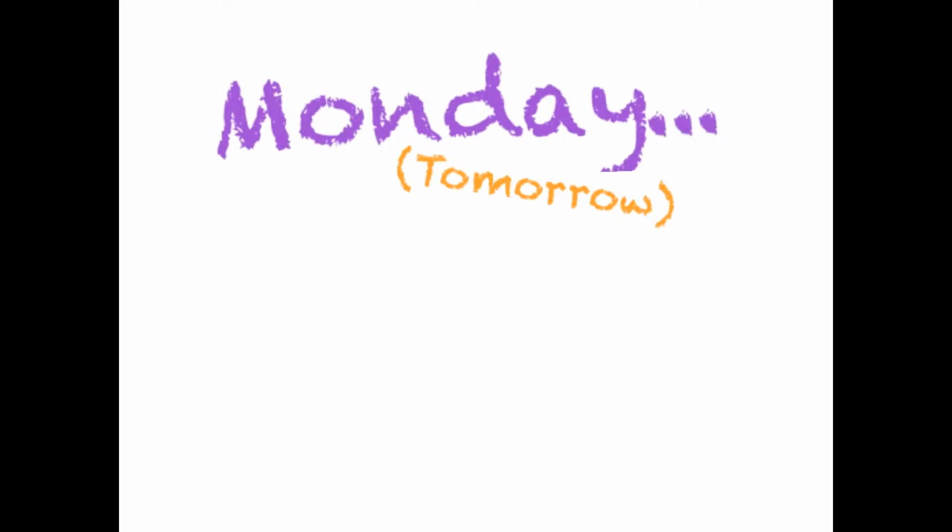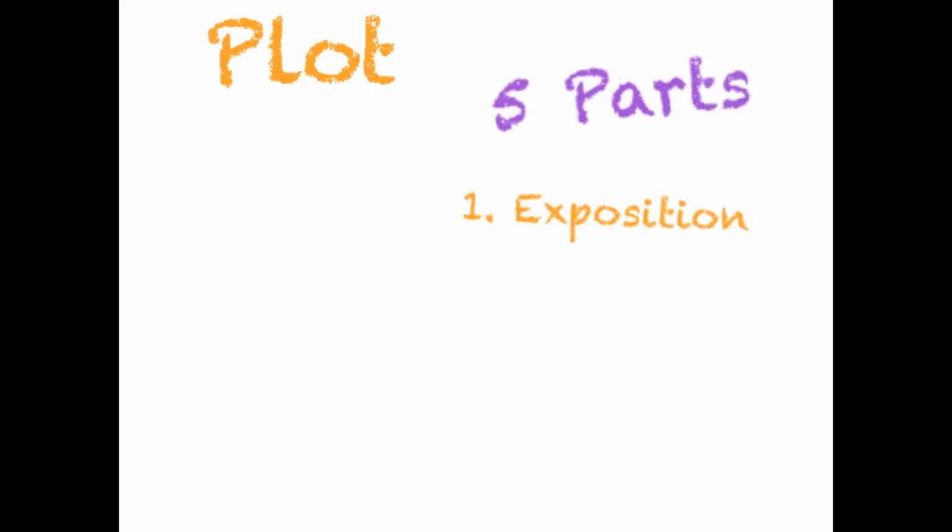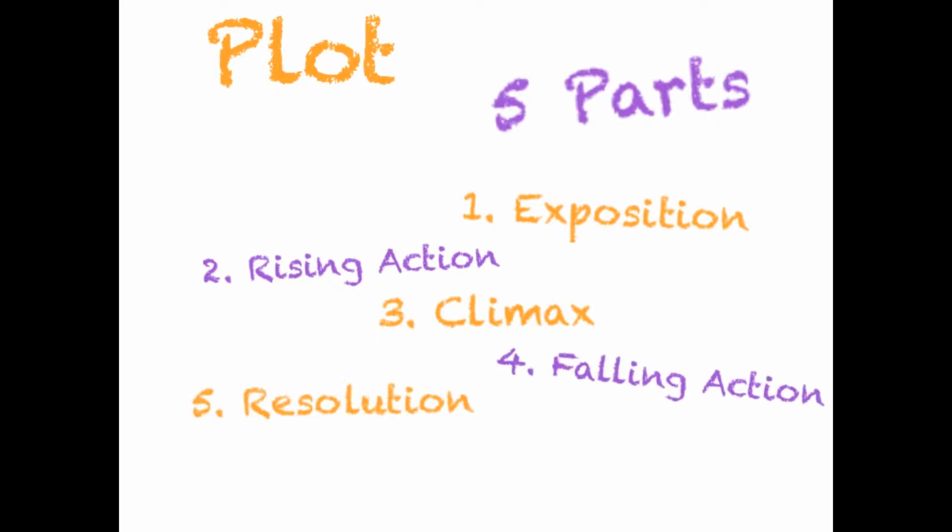Monday, or tomorrow I guess, we're going to start looking at plot. Plot is the chain of events that are linked together to create a story. There are 5 different parts to plot. We've got the exposition, rising action, climax, falling action, and resolution.